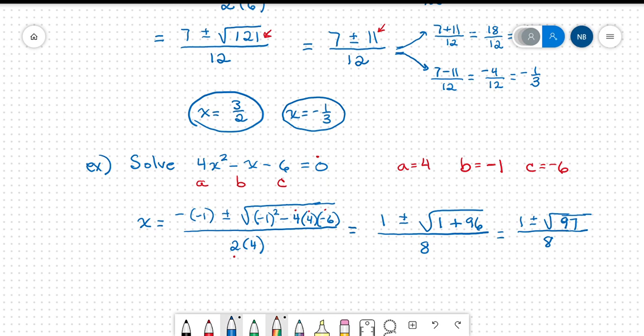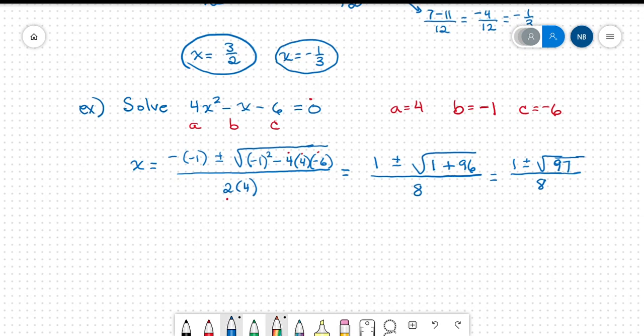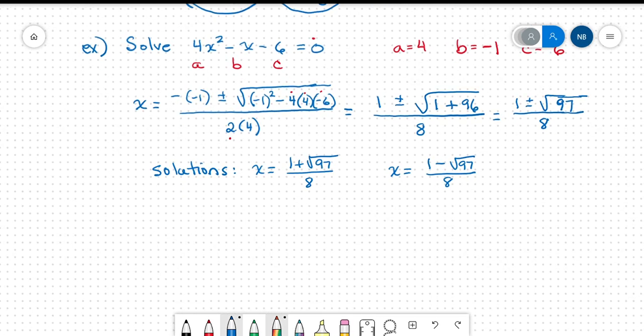Now, you can try taking the square root of 97 on your calculator, and you'll quickly find out that it is not a perfect square. So our two solutions are x equals 1 plus root 97 over 8, and x equals 1 minus root 97 over 8. Now we can't make those any prettier than that.